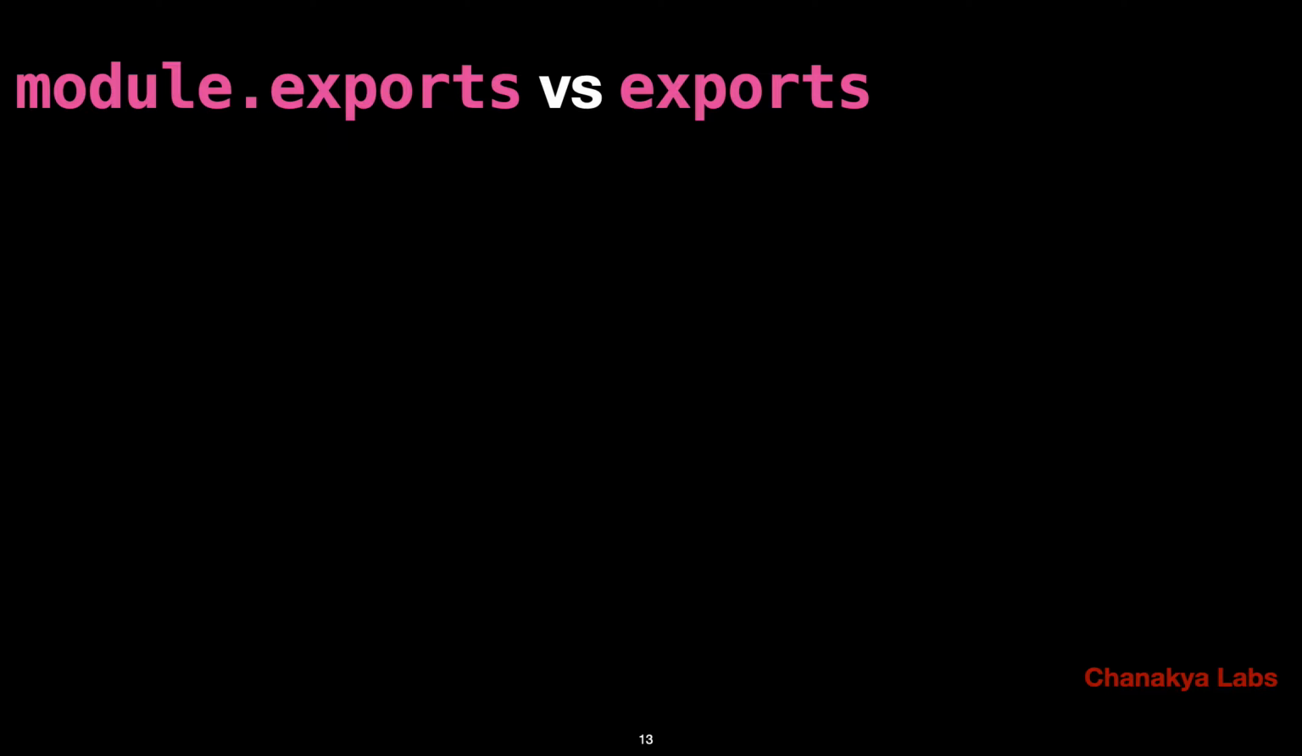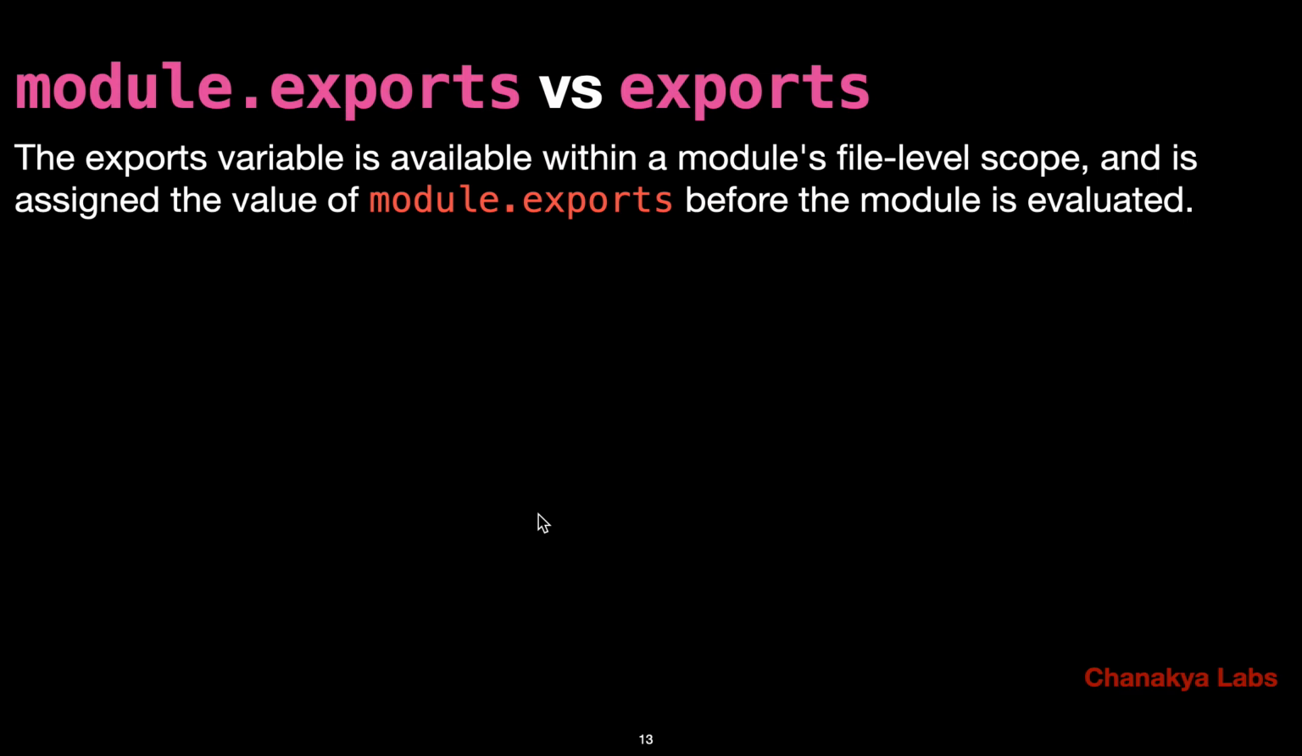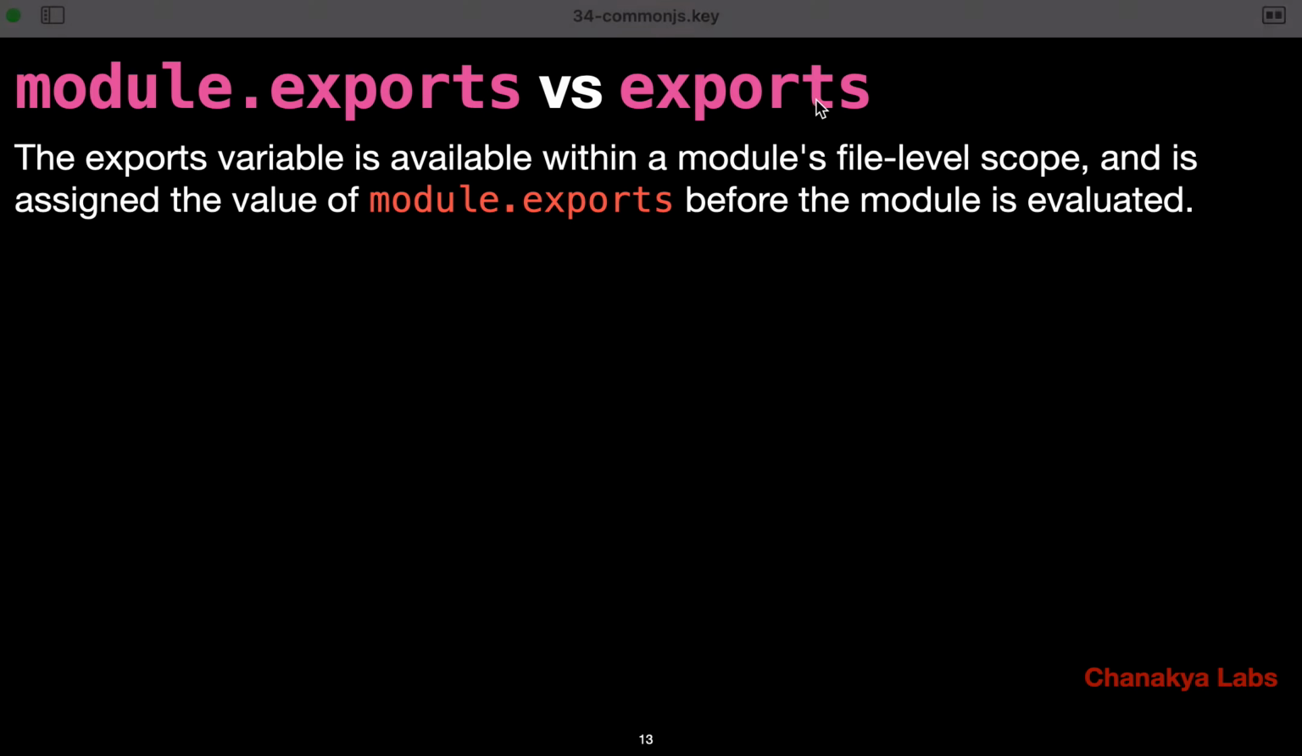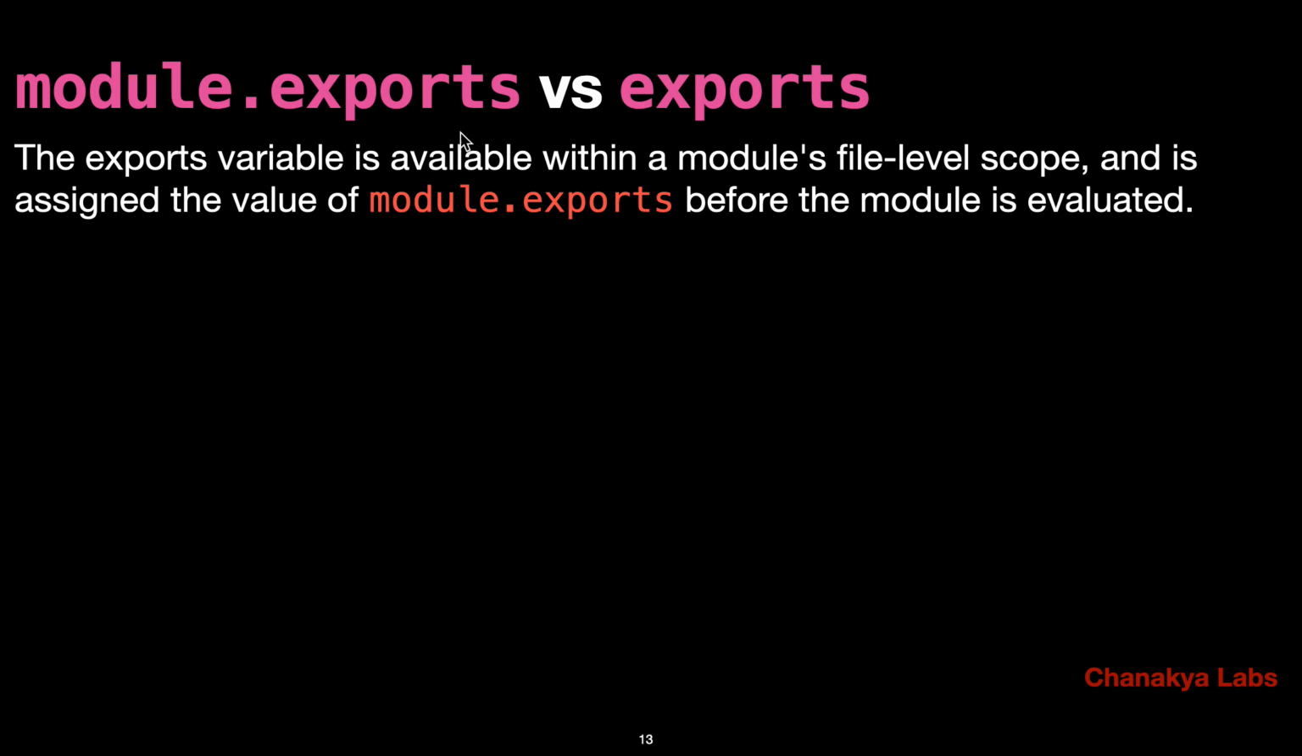Module.exports and exports are not exactly the same. In fact, you can have a mental model where the exports variable is available within the module's file-level scope, and is assigned to module.exports, which means that exports is a separate variable which is assigned to module.exports.